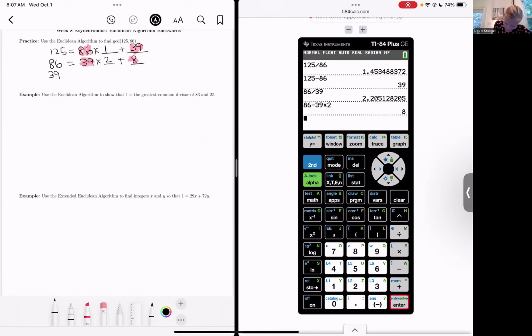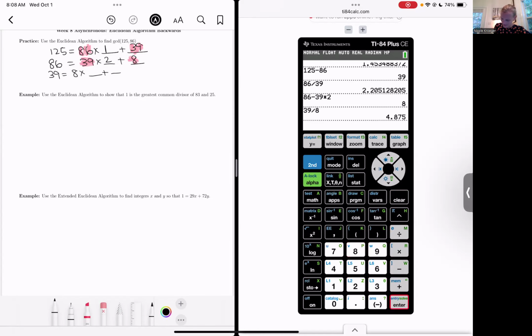So I have 39 is 8 times something plus something. At this stage, you could probably do this in your head, but I'll keep showing you how to do it on the calculator just in case you were confused. So if I do 39 divided by 8, the whole part there is 4. I do 39 minus 8 times 4, and I get a remainder of 7. Now I have 8 is 7 times something plus something. Okay, I'm not using the calculator anymore. This should be 7 times 1 plus 1.